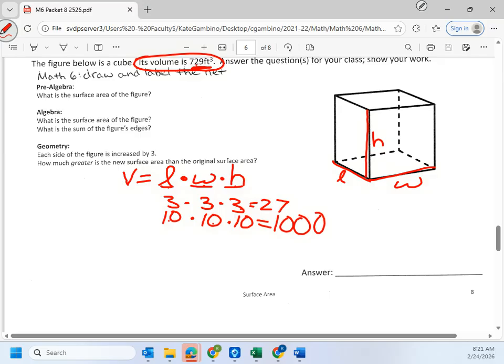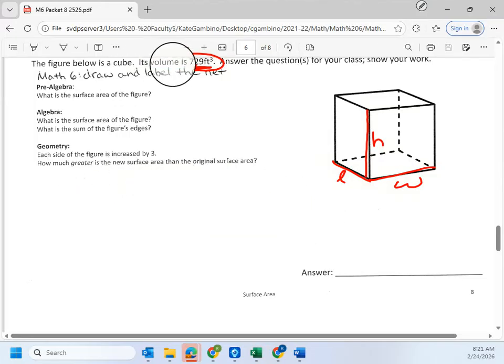Did that help, Joy? So you need to make sure you draw your net and then label the sides. What measurement is each of those sides?